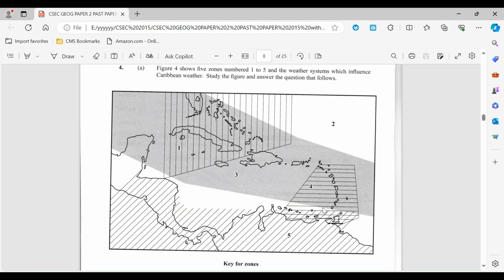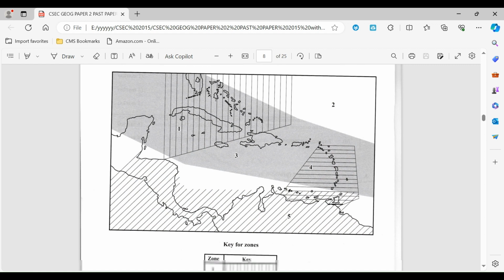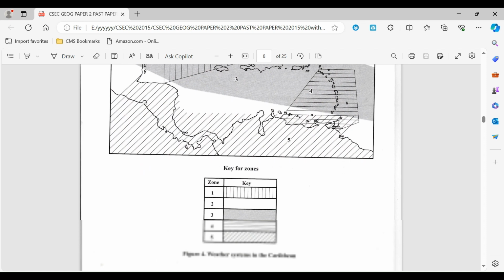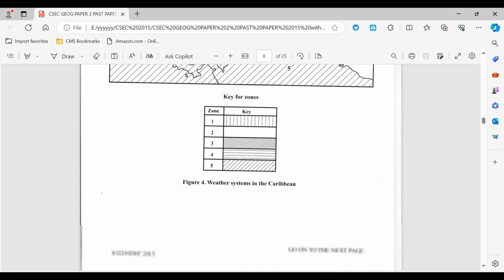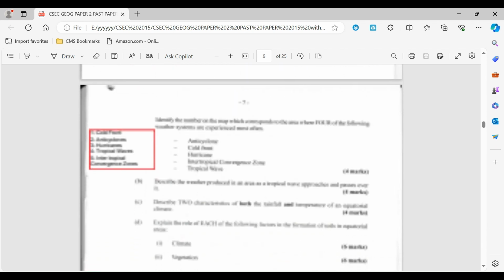Number 4 shows us 5 zones labeled 1 to 5, and we're to identify the weather systems that affect these zones. They give us 5 options: anticyclone, cold fronts, hurricanes, intertropical convergence zone, and tropical waves. We are to identify the number on the map which represents each of the following. So let's head up top.